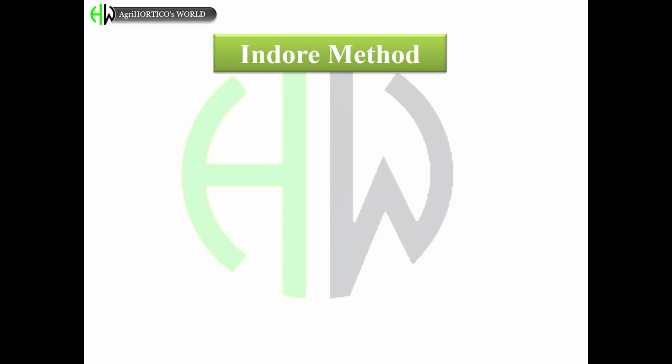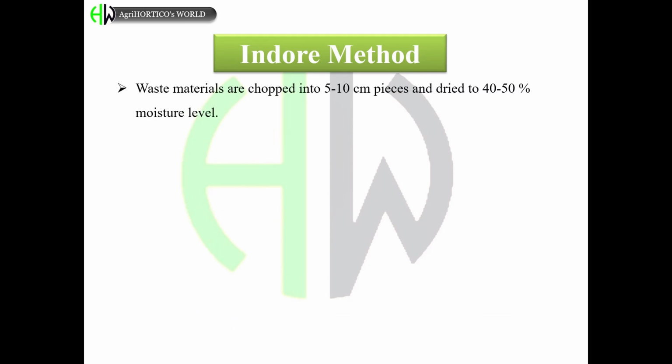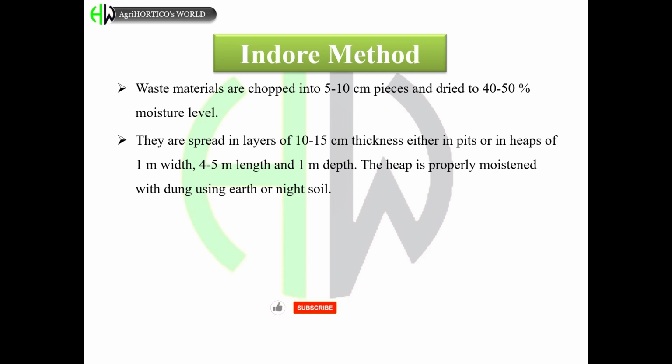And now Indore method of composting. In this, waste materials are chopped into 5 to 10 centimeters pieces and dried to 40 to 50% moisture level. They are spread in layers of 10 to 15 centimeters thickness, either in pits or in heaps of 1 meter width, 4 to 5 meter length, and 1 meter depth.